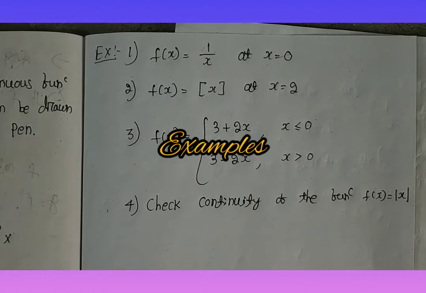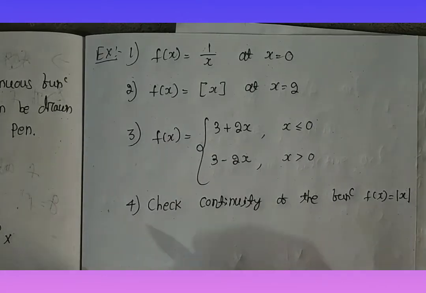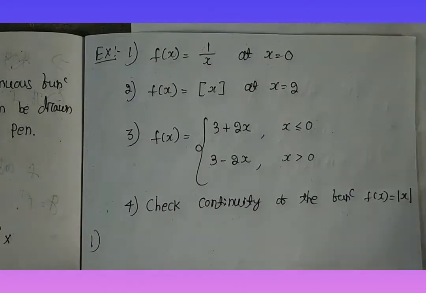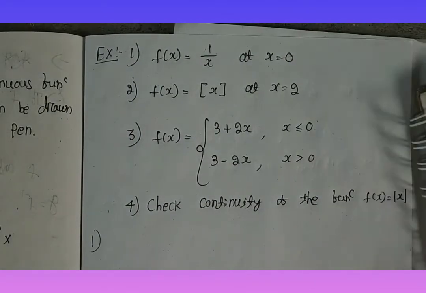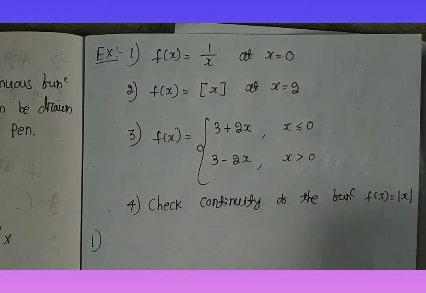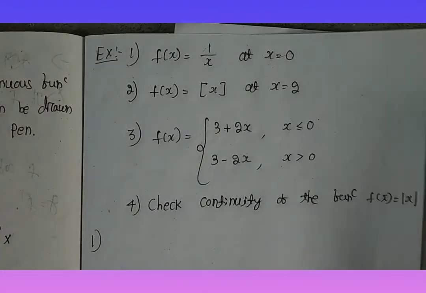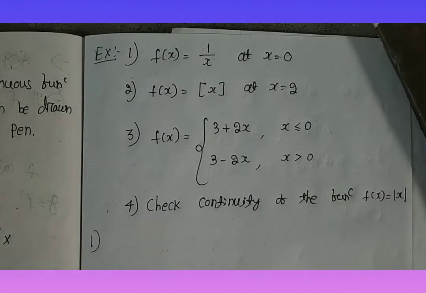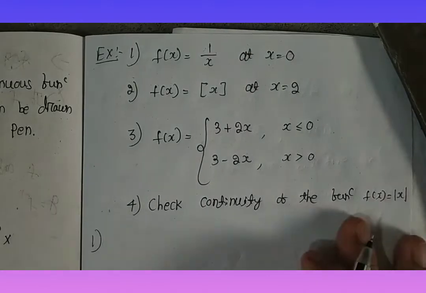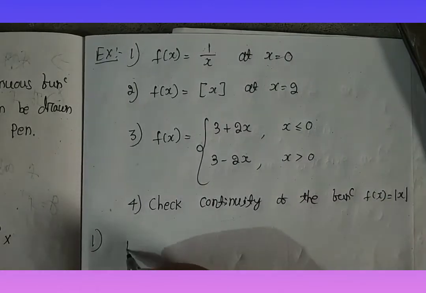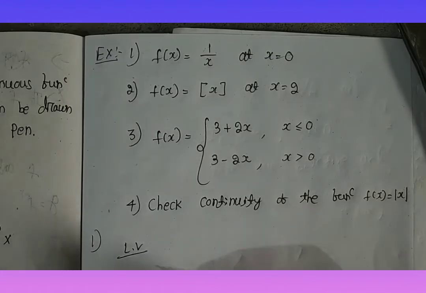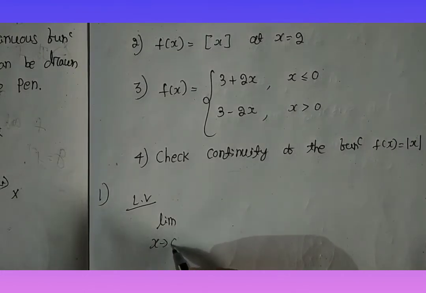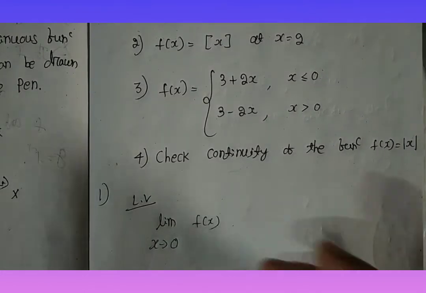These are a few examples. Now we will discuss from question number 1. First, question number 1: f of x equal to 1 by x at x equal to 0. Check whether at this point the function is continuous or not. Limiting value: limit x tends to 0 of f of x.